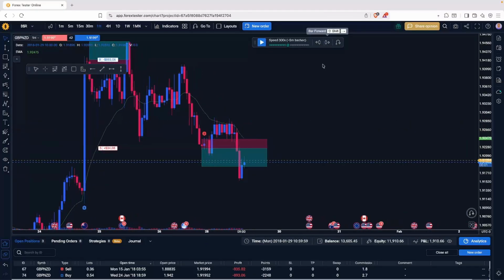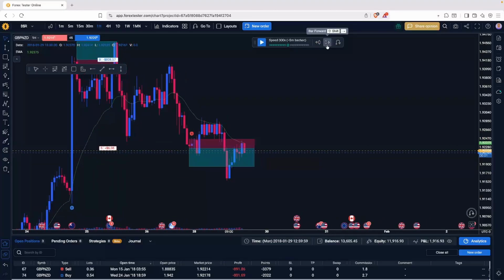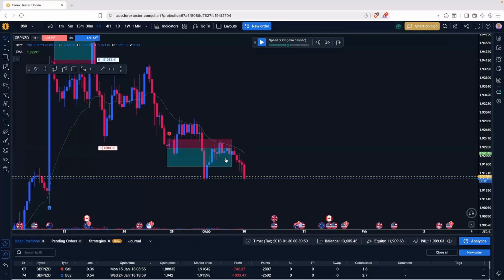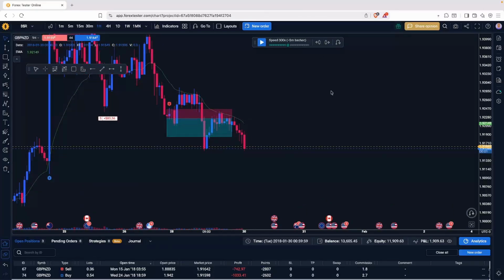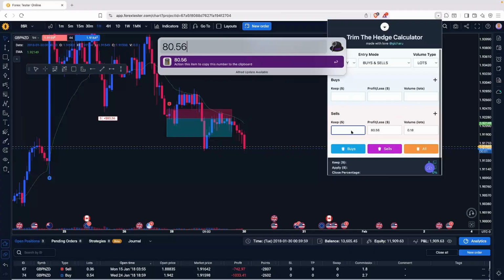Okay, oh damn, yeah, let's assume that we missed that. I could go back and trim it, but I prefer just saying that we missed it and then we just continue, because in real life you could actually miss a trim situation. So we could do 80.56, 0.18, and then here we are keeping, as you can see.